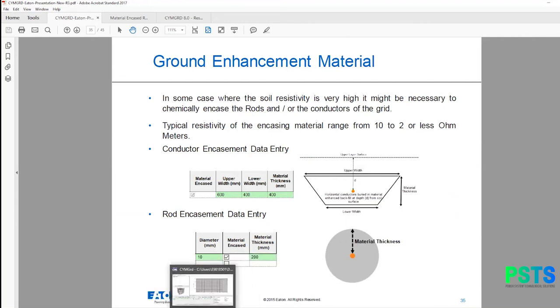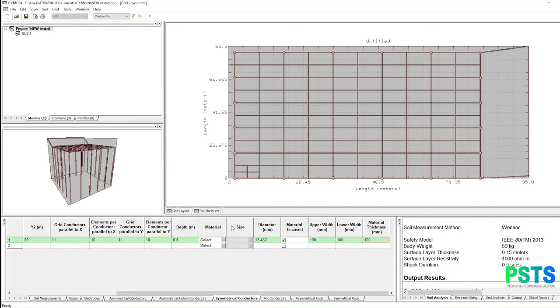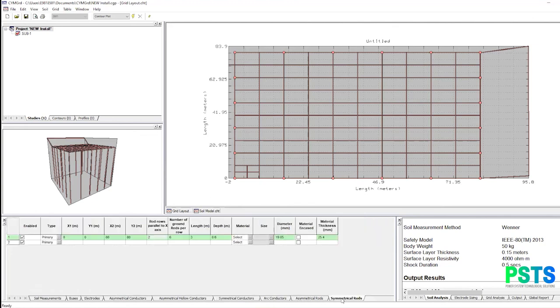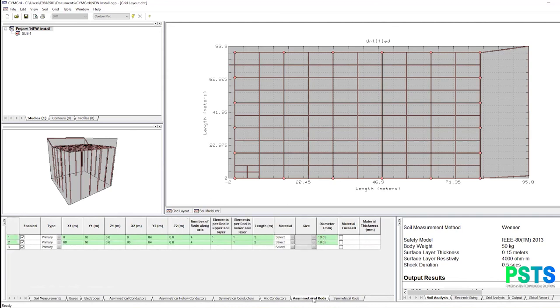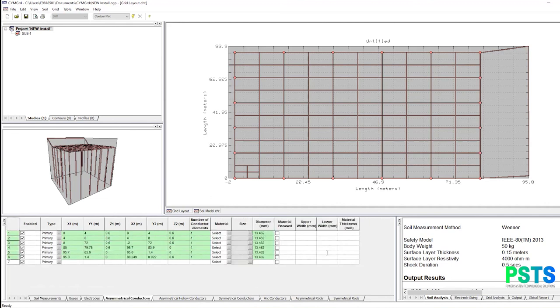So if you go back to the CYMGRD, I've now defined all the conductors here. All of them have some material around them. You go back to the rods, and you do the same thing. And this is the material thickness. Let's say it's, I don't know, 50 mm, five centimeters thickness. That's for the rods. Asymmetrical rods, you can do the same thing, and you can say how much it is, 50. If you want it for the asymmetrical conductors, then you can do this. Then we can see this is say 100, so 10 by 10 by 10, which is typical really.